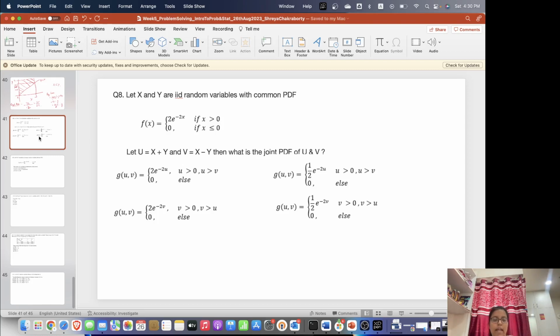So we have, let x and y be IID random variables with common PDF, this thing. Let u equal to x plus y, let v equal to x minus y. Then what is the joint PDF of u and v?